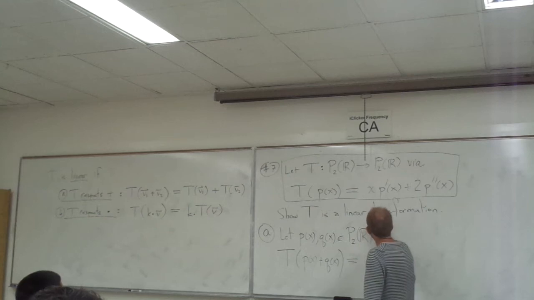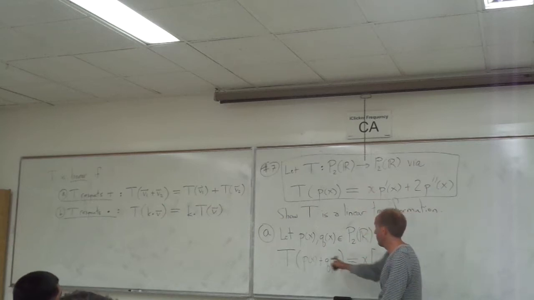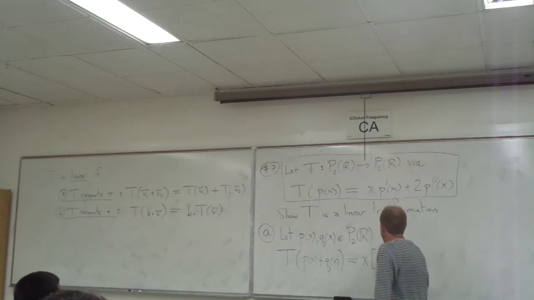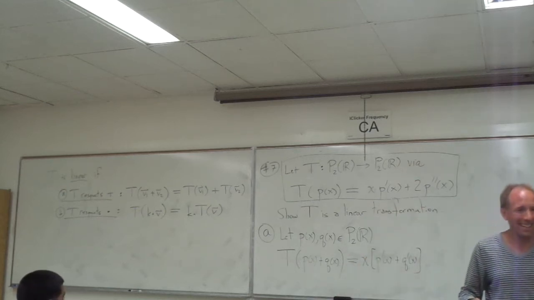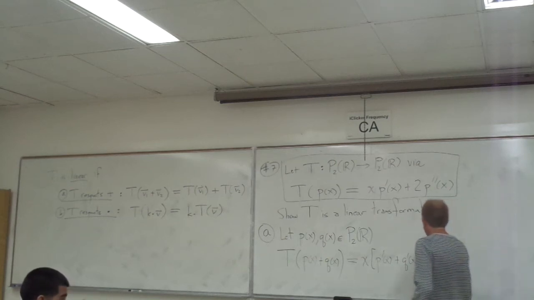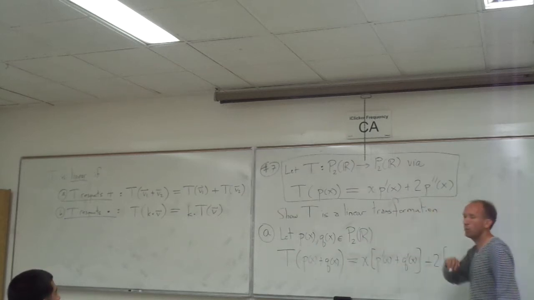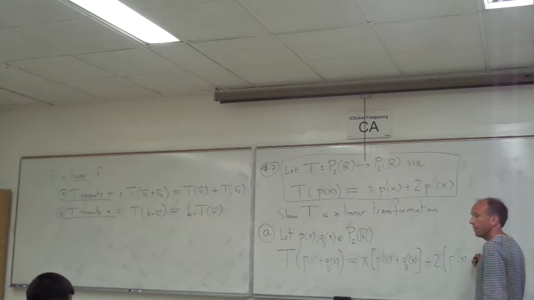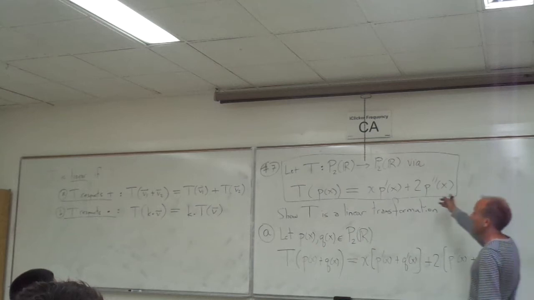Okay, so how's that going to look? Well, we have an x here times the derivative of whatever I plugged in, right? Well, what is the derivative of p of x plus q of x? Yeah, p prime of x plus q prime of x, exactly. Because remember, derivatives respect addition, right? So I can just write that down. And then plus 2 times the second derivative of whatever I plugged in. What is the second derivative of p of x plus q of x? p double prime of x plus q double prime of x. Exactly. So this is just plugging in p of x plus q of x into the formula that we were given.